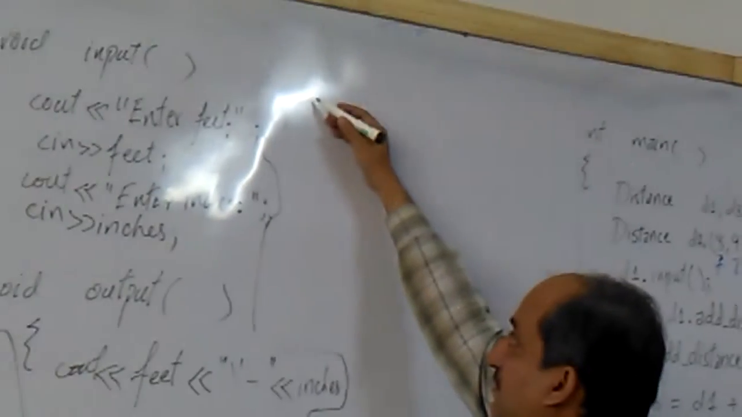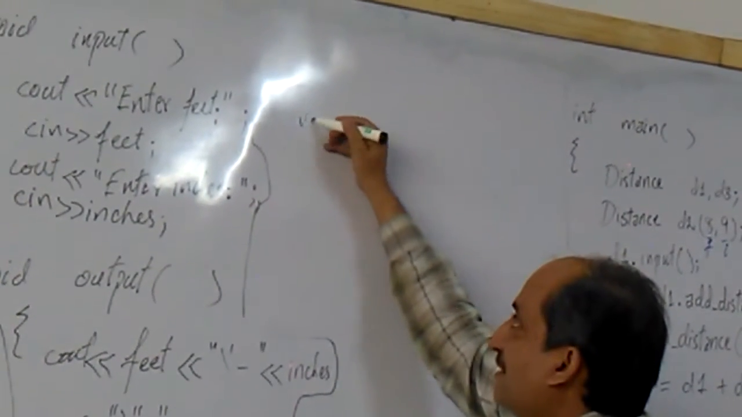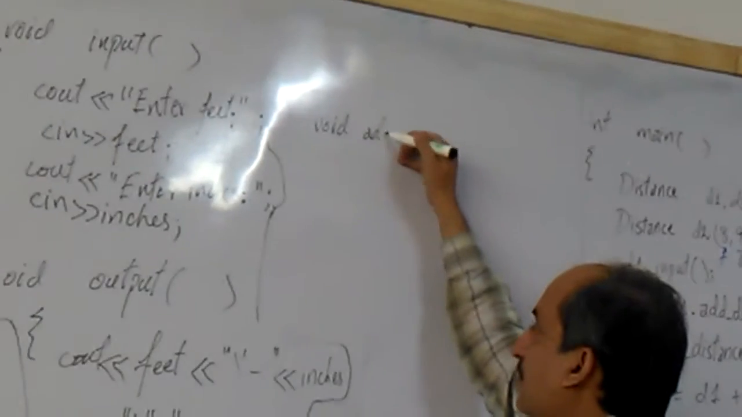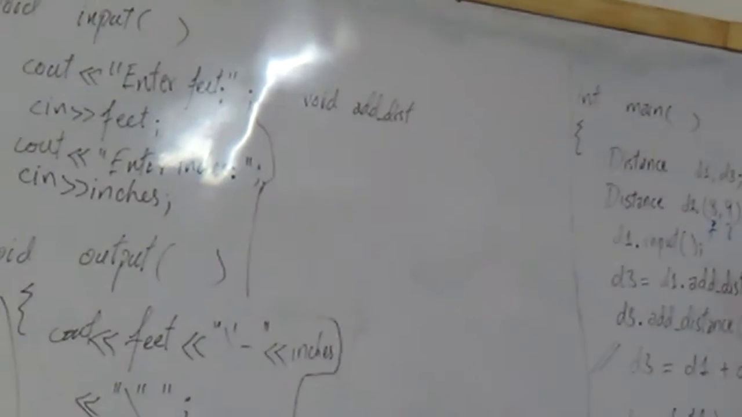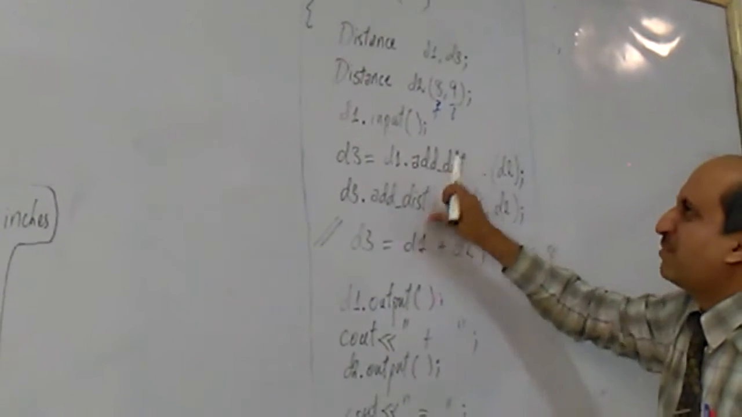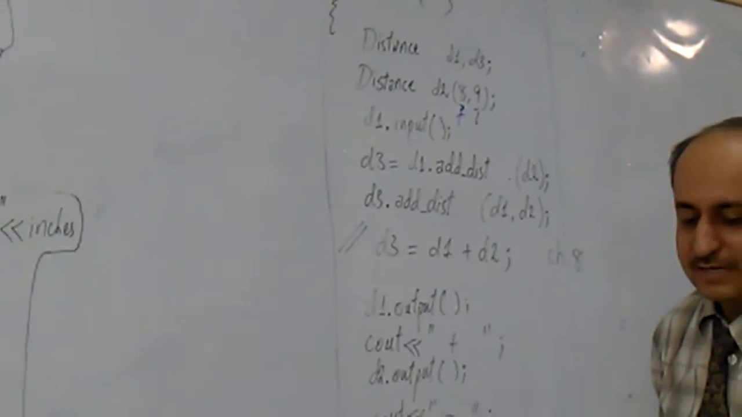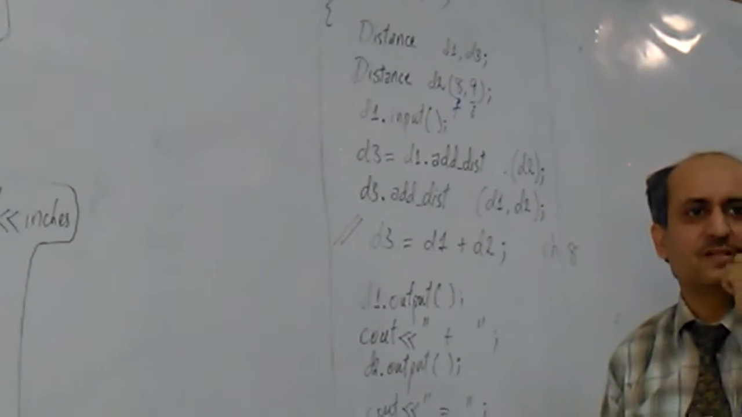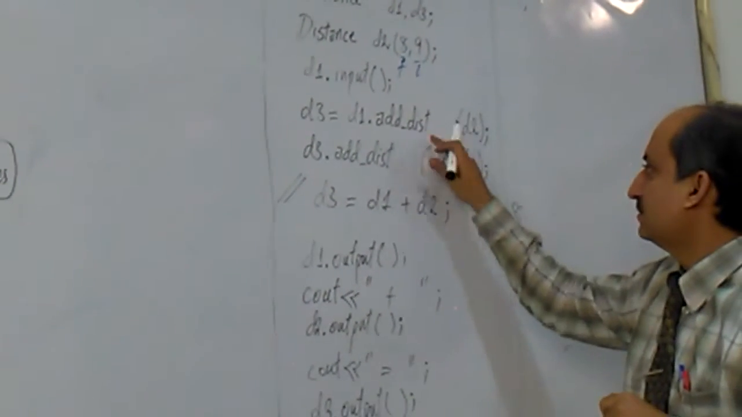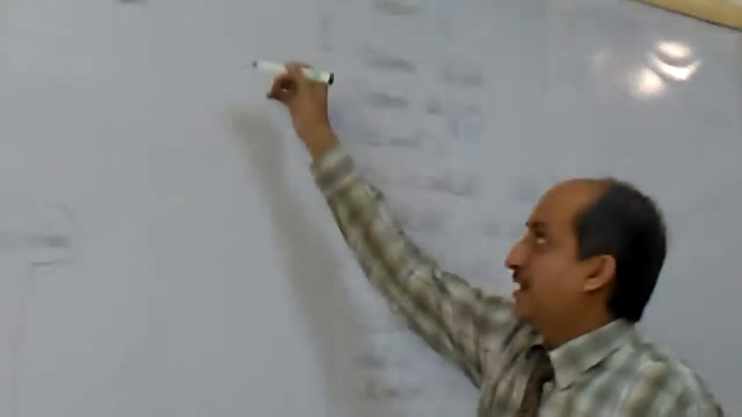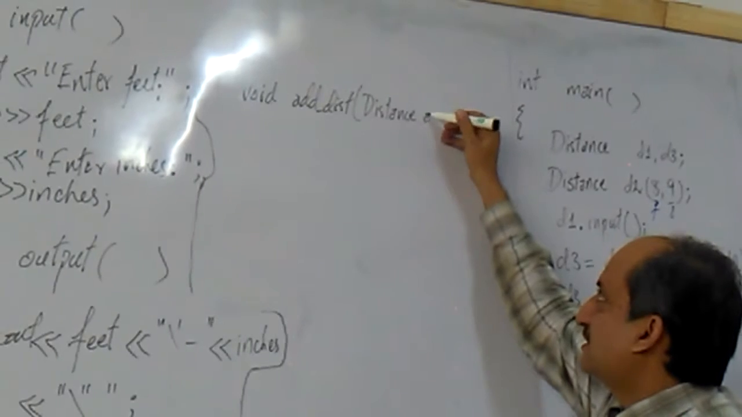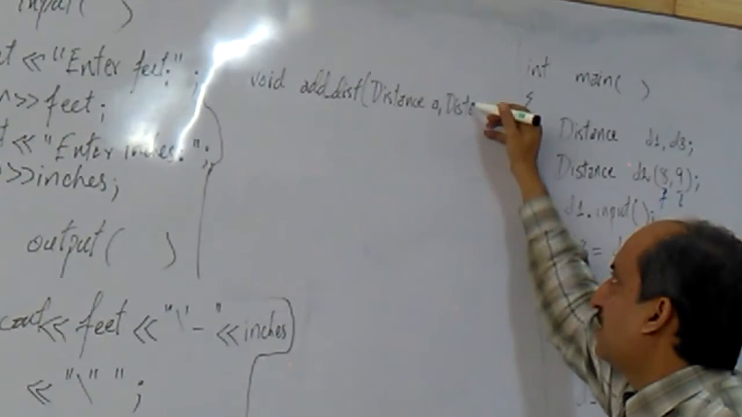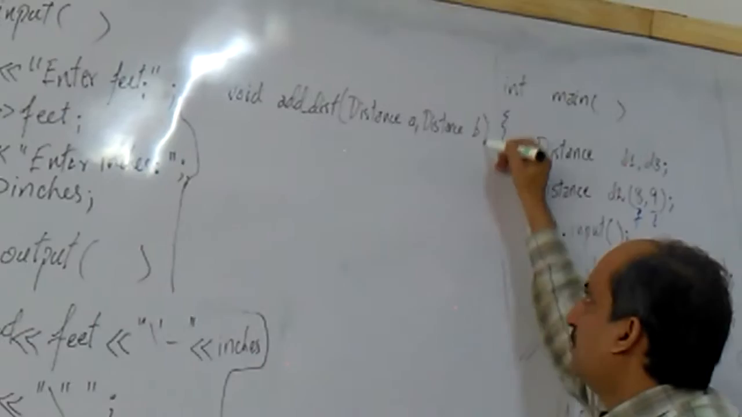Maybe I should rewrite that statement. Okay, anyway, void add distance, or I may just reduce that function name. Instead of writing the whole name, since I am out of space, I may write just add dist. It is still meaningful. Okay, add dist function, and it will take one argument, distance A, and also another argument of the data type distance B.